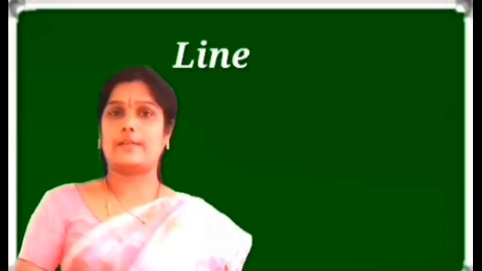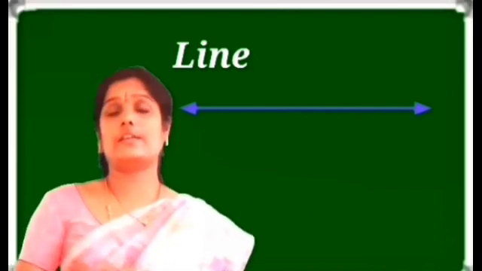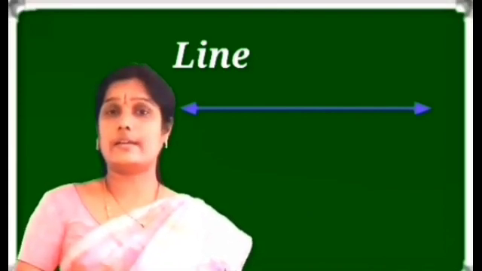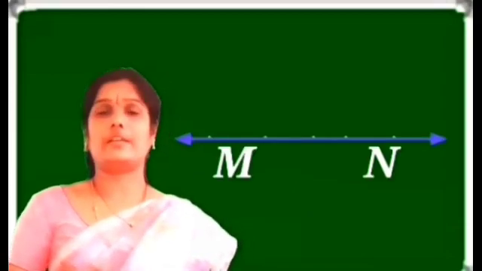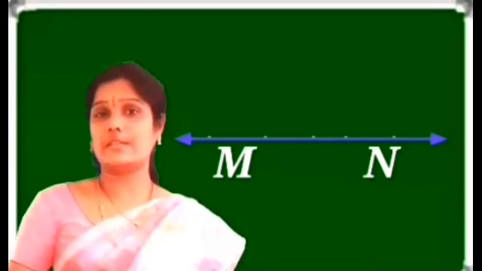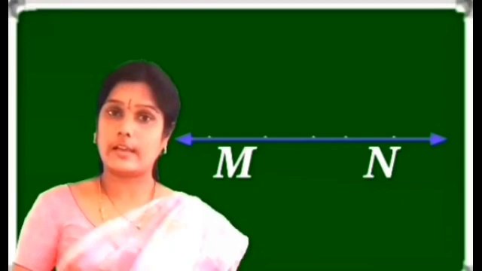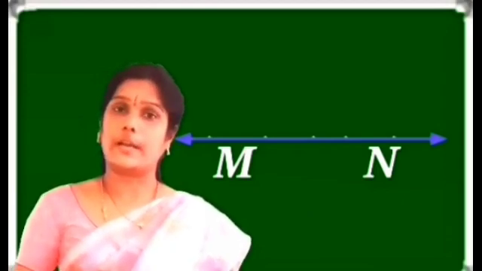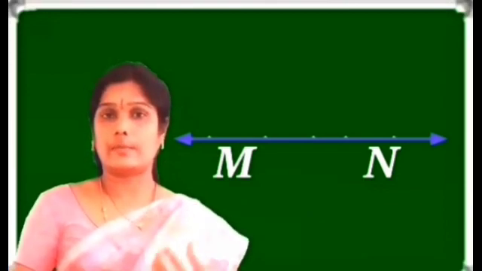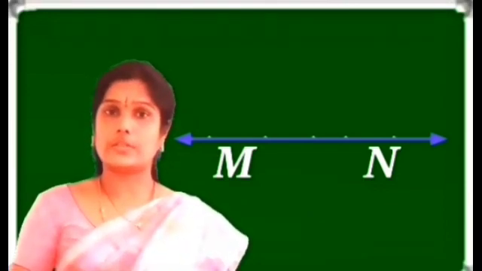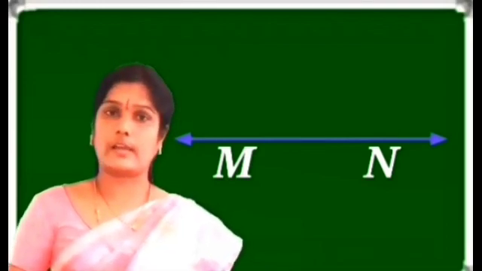Next, line. What is a line? The straight set of points that extends in both directions is called a line. Here see, this is line MN. Can we measure the length of a line? No, we cannot measure the length of a line because there is no end to the line. See here, we are representing the line with arrows. These arrows indicate that there is no end to the line.